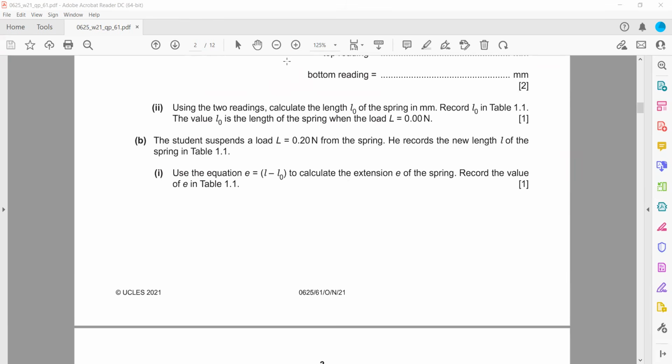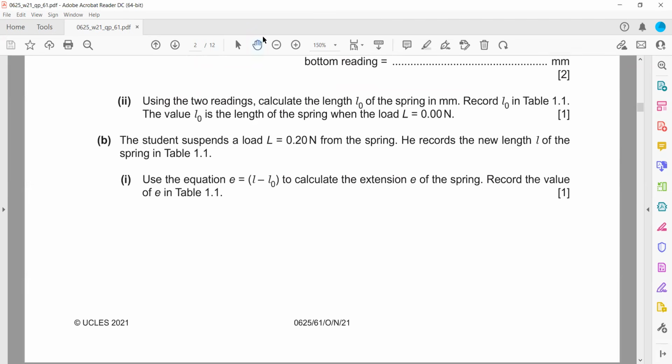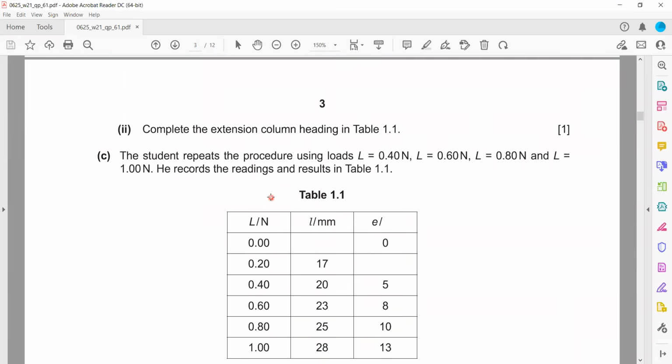In part B, the student suspends a load of 0.2 Newton from a spring and he records the length in a table. Use the equation. So even in paper 6, you don't have to learn any equations. They will give you the formulas. You just have to use the formulas to calculate certain parameters. So use the equation E, the extension, equals the new length minus the original length, L minus L naught, to calculate the extension of a spring and record the values.